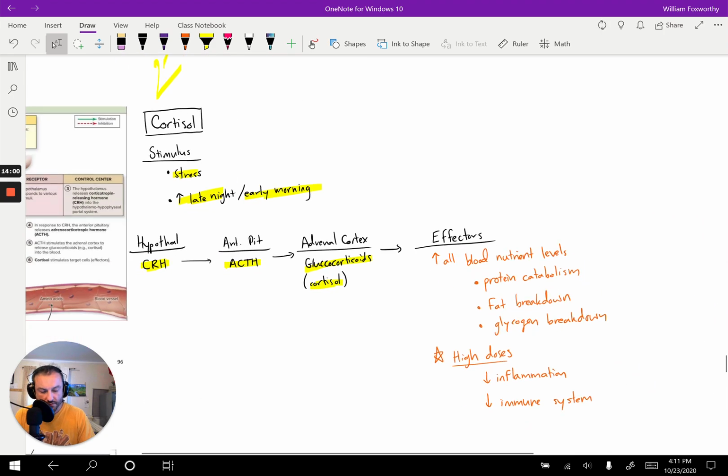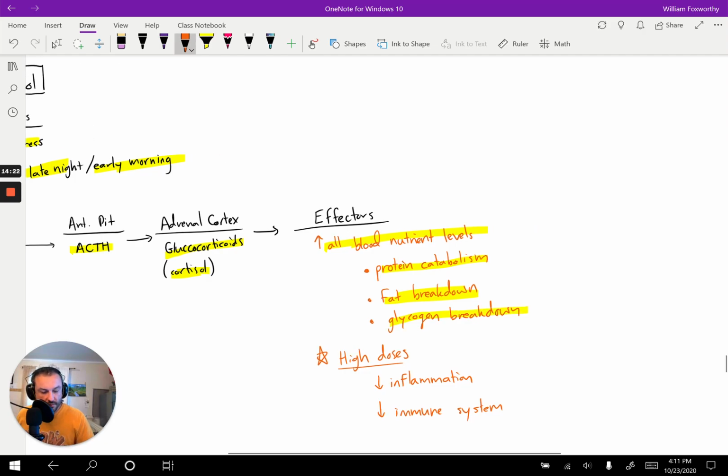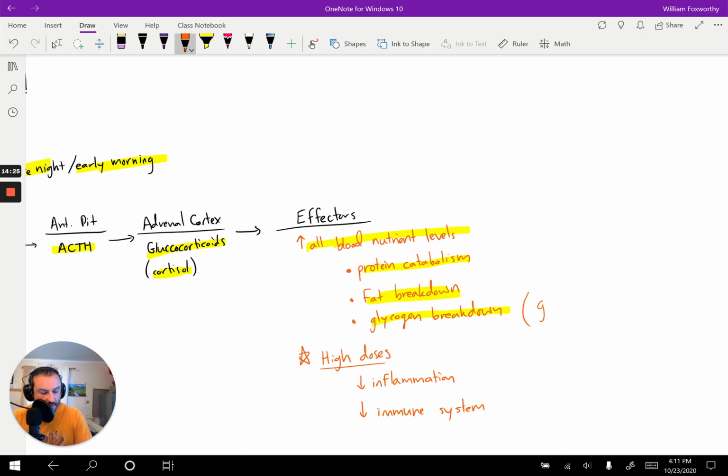Cortisol and other glucocorticoids are going to overall increase all blood nutrient levels, and they do that through promoting protein catabolism, or breakdown of proteins, adipose catabolism, or fat breakdown, and glycogen catabolism, or glycogen breakdown. And I know I said this already, but it bears repeating: when you break down glycogen, what do you end up with? You end up with a bunch of glucose, because glycogen is a storage form of glucose.